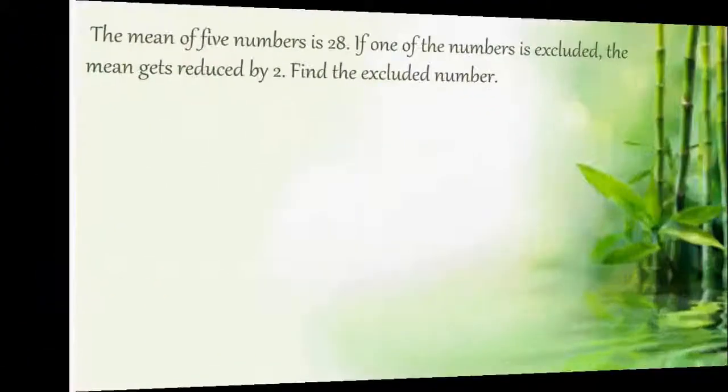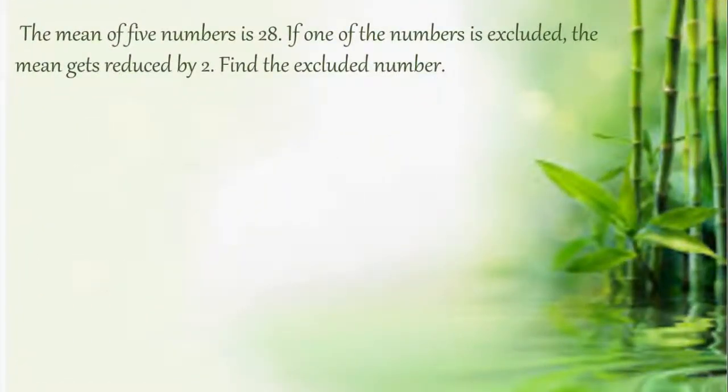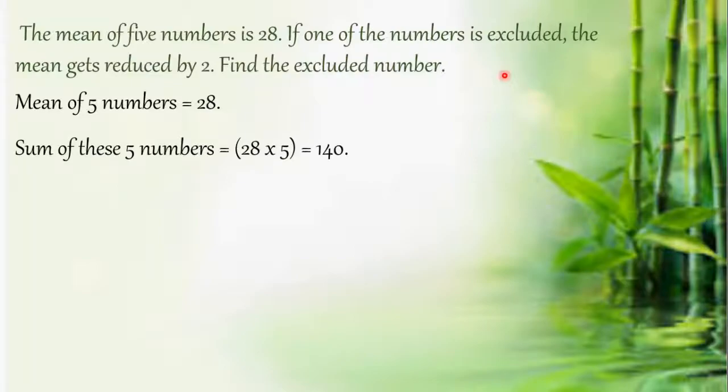Next question. The mean of 5 numbers is 28. If one of the numbers is excluded, the mean gets reduced by 2. We have to find the excluded number. Mean of the 5 numbers is given as 28. From here, we can find the sum of those 5 numbers, right? Yeah, it is mean times the number. It is 28 times 5, 140. What is given there?